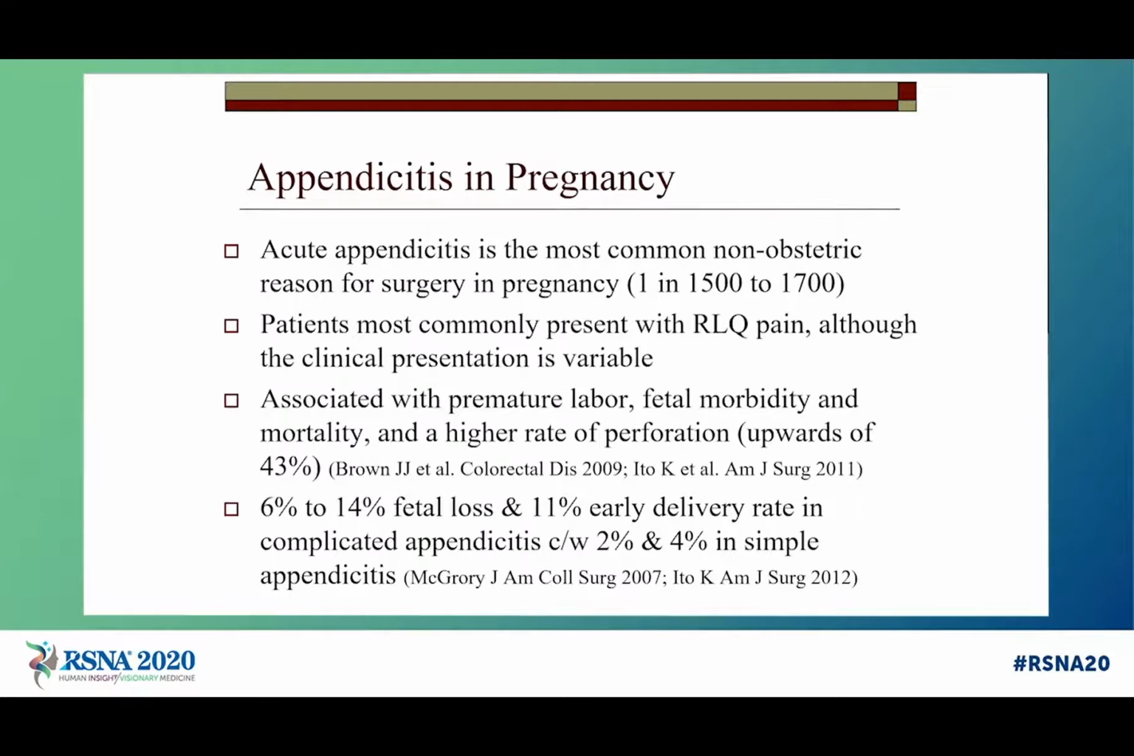So let's talk about a few entities. Appendicitis, a big one. It's the most common reason in pregnancy to have surgery other than the pregnancy itself. The clinical presentation can be variable, especially later in gestation, where the appendix can be in a much higher position than usual. What is quite clear when you look at the literature is that if appendicitis becomes complicated in pregnancy, the risks to the fetus are substantially greater. And so we really want to make an accurate and early diagnosis.